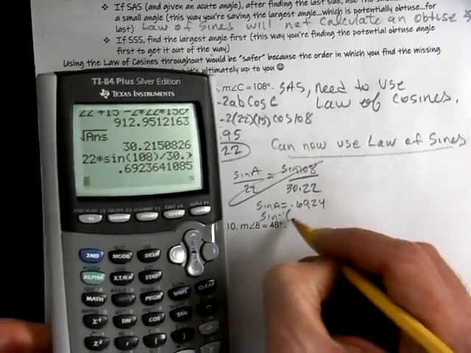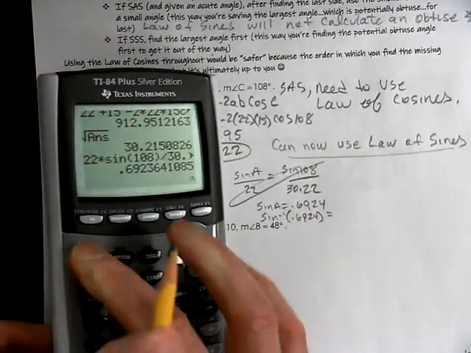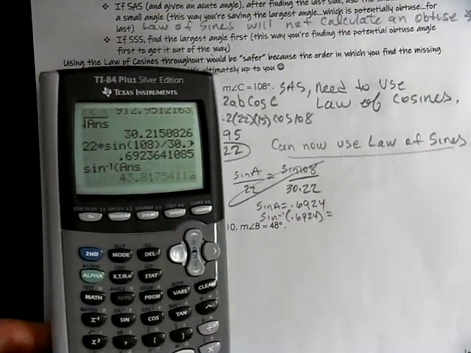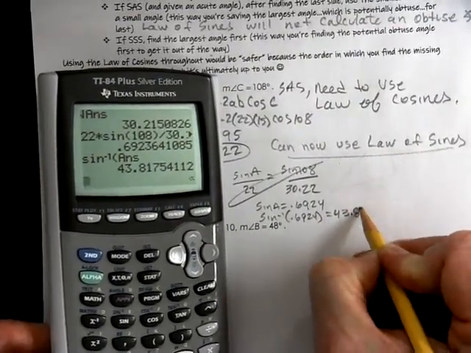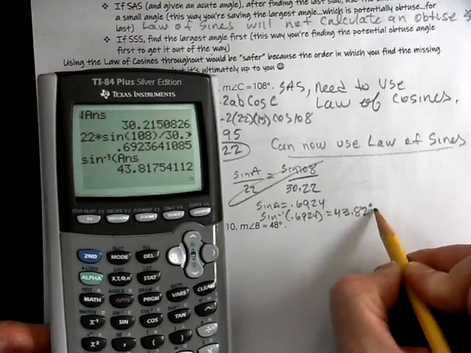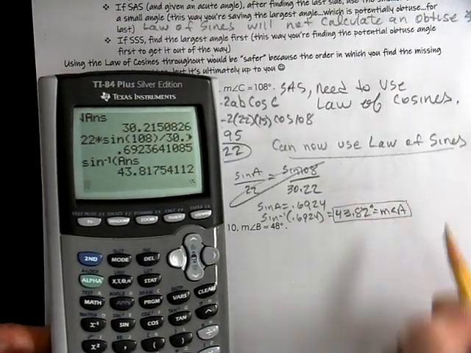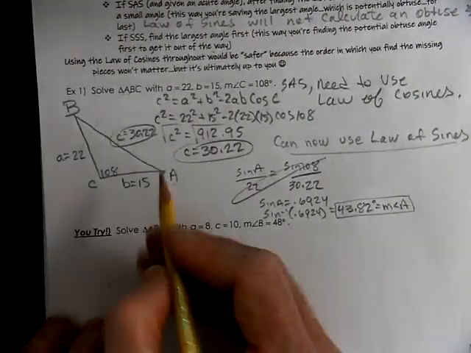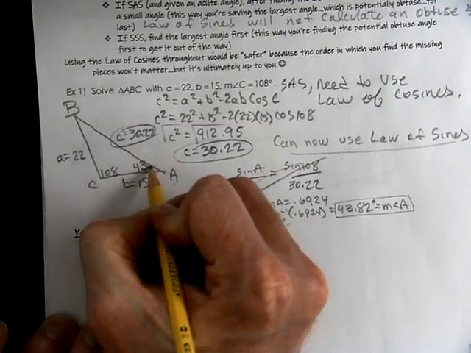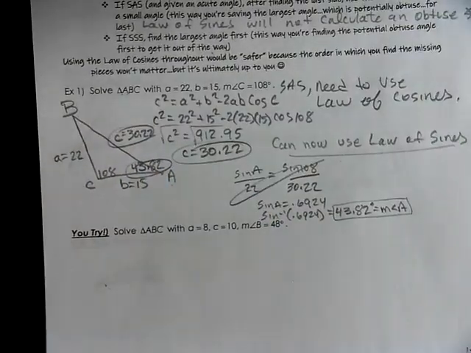So we're going to do sine inverse of 0.6924, and that gives us 43.82. That's my angle for the measurement of angle A. So A is 43.82.